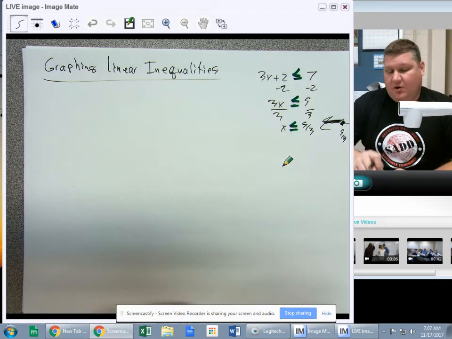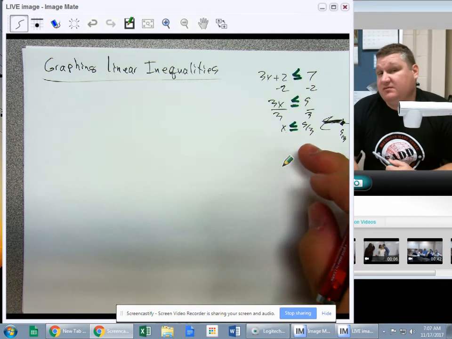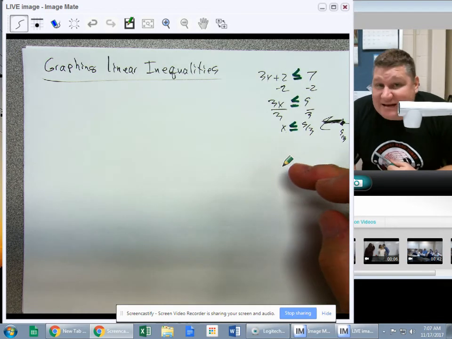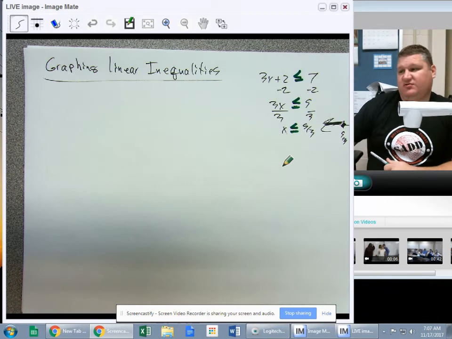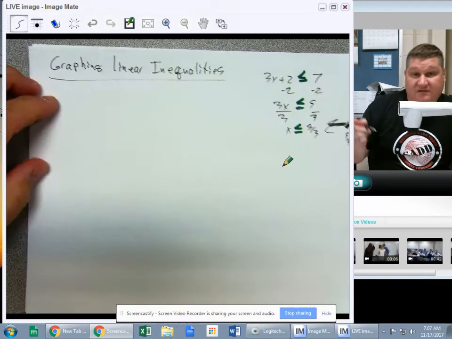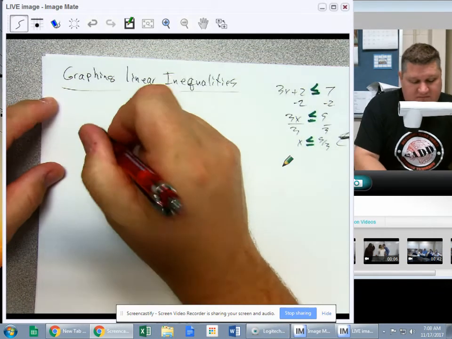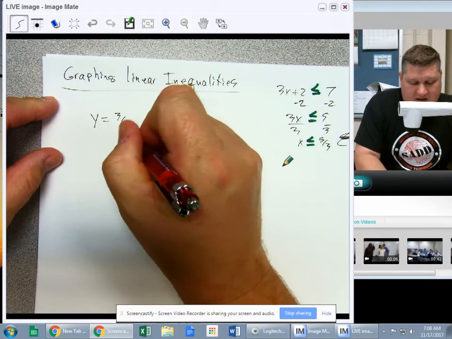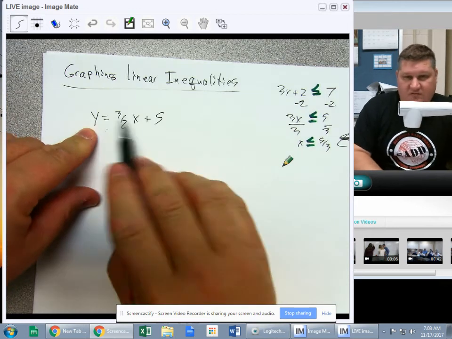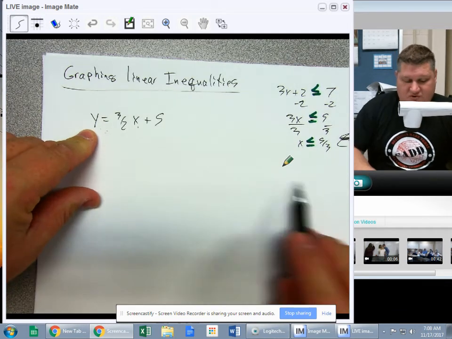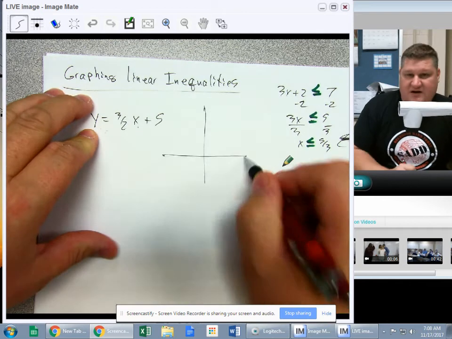Okay. Now, the only time that changes is when you multiply or divide by a negative. If I multiply or divide by a negative, this less than would have to turn into a greater than. Now, let's continue our discussion, because if I have y equals 3/2 x plus 5, this has two variables in it, not just one variable, so this is going to need a graph.